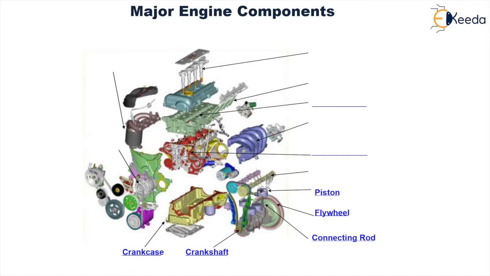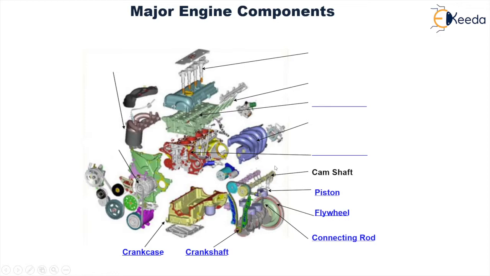Okay, then the next element is the camshaft. The use of this camshaft is to open and close the inlet and exhaust valves. This camshaft is driven by the crankshaft itself through this timing chain or timing belt arrangement. Depending upon the rotation of the crankshaft, the camshaft will rotate, and subsequently, as and when required, it will open and close the inlet and exhaust valve respectively.